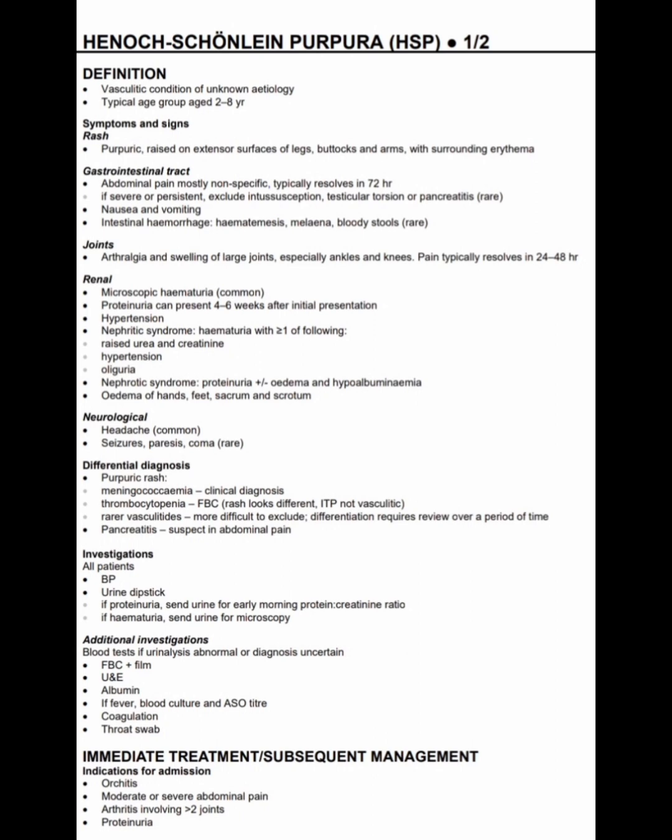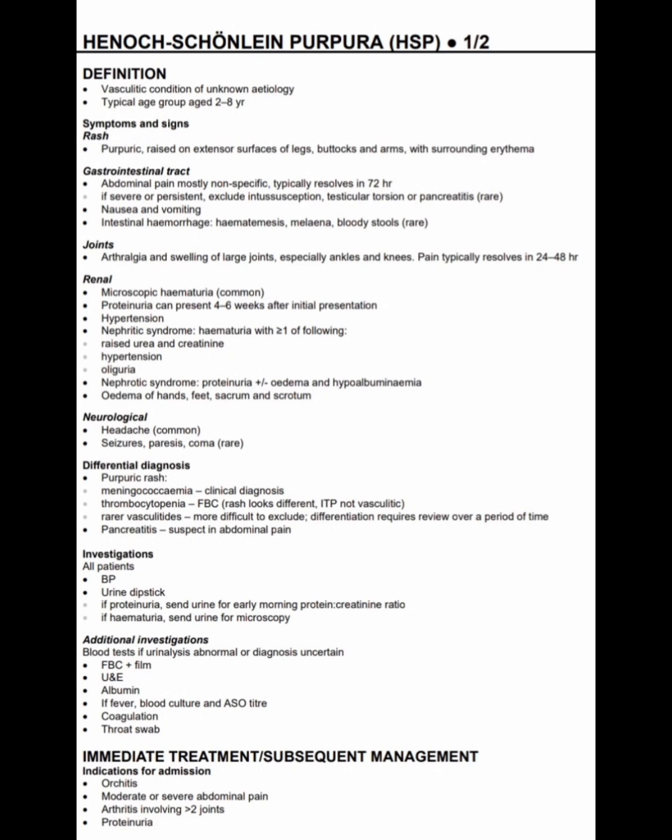Renal involvement: there is microscopic hematuria, which is common. Proteinuria can present 4 to 6 weeks after the initial presentation. Hypertension, nephritic syndrome, that is hematuria with one or more of the following: raised urea and creatinine, hypertension, oliguria. Nephrotic syndrome: proteinuria plus or minus edema and hypoalbuminemia. There is edema of the hands, feet, sacrum and scrotum. Neurological features are headache, which is common, and seizure and paresis, which are rare.